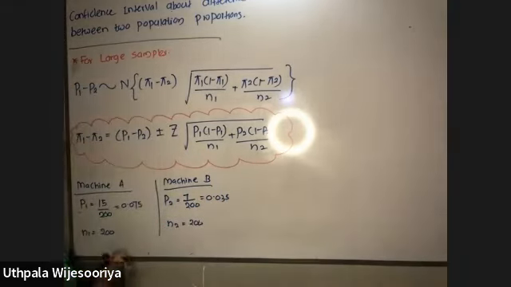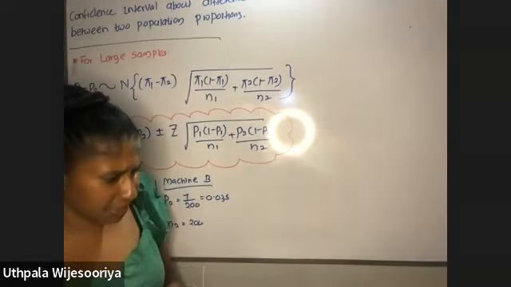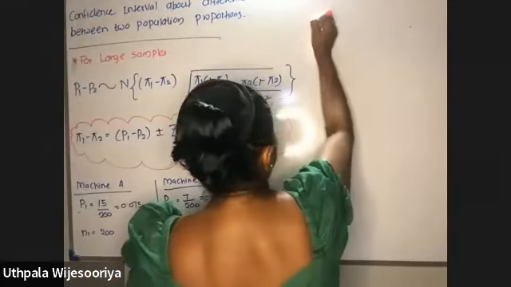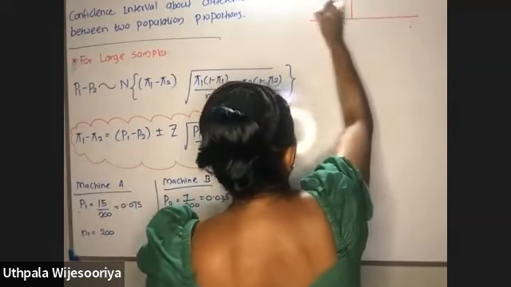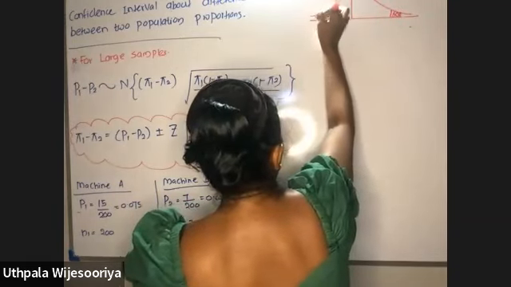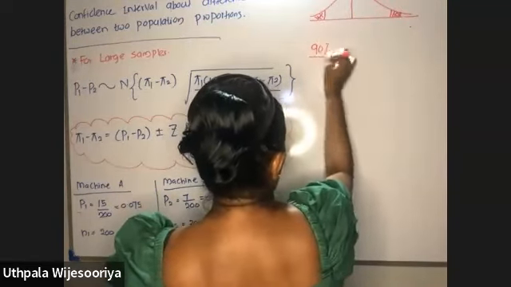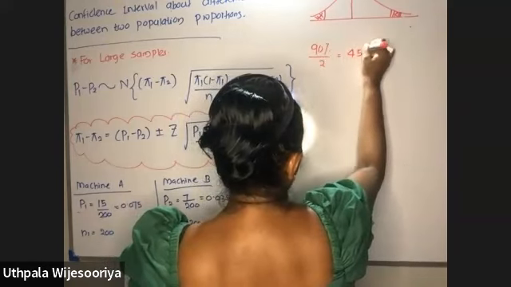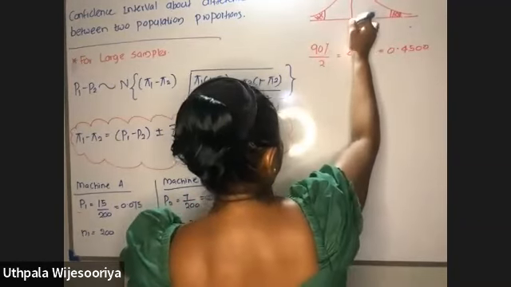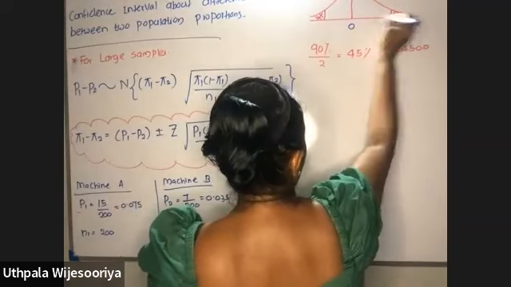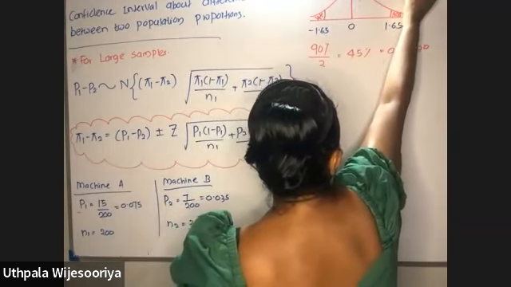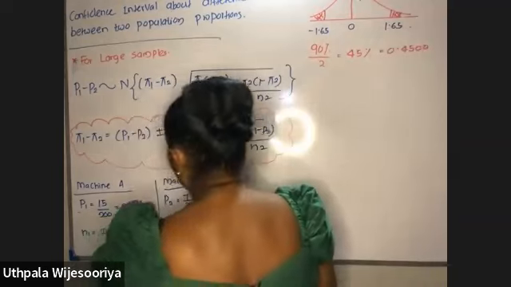Construct the 90% confidence interval. What is your table value for 90%? 90% divided by 2 is 45%, so the table value is 1.65, from the area 0.45. Right. Construct your confidence interval.